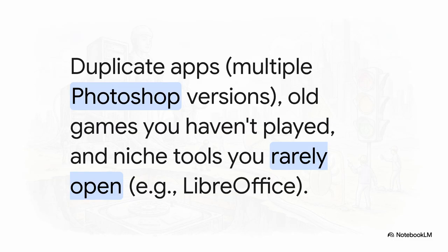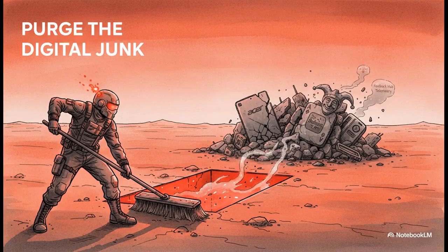Now, the yellow list. This is where you have to be really honest with yourself. This is where you become a true curator. I mean, do you really need 3 different versions of Photoshop installed? And what about that game you were obsessed with back in 2018 but haven't touched since? This category is all about your actual habits. Be ruthless.